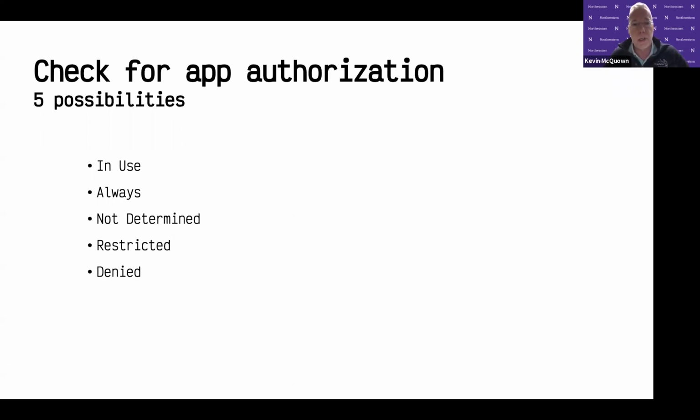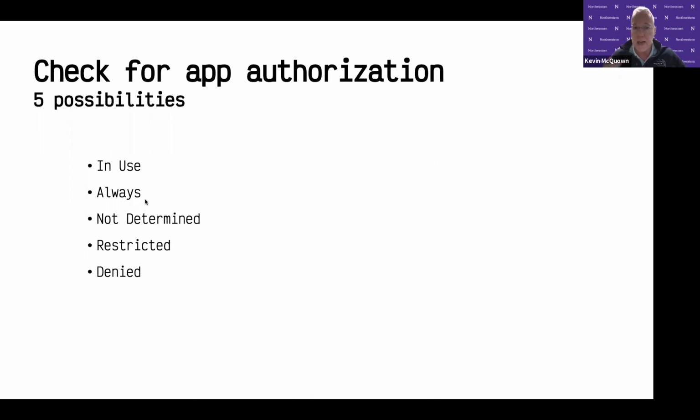Then the second one is you need to check for app authorization. This one is a little more involved because there are 5 different permissions that you could possibly get. The first one is In Use, which means that we're only going to allow location to be tracked on my phone when I'm actually using the app. When I close the app or put it in background, I go to my mail or something like that, it's going to stop tracking my location. When I go back into the app, it'll start again. So that's what In Use is.